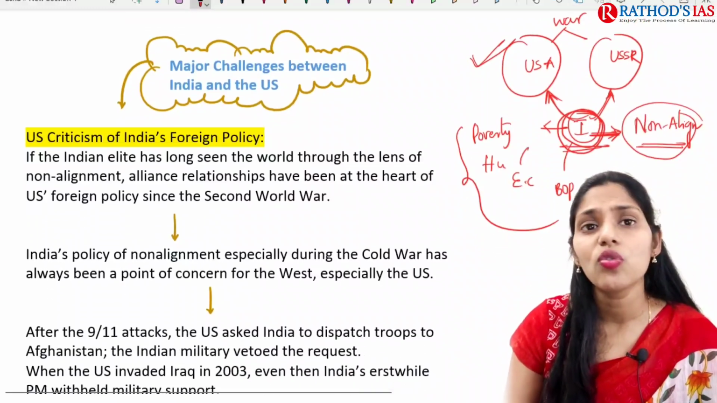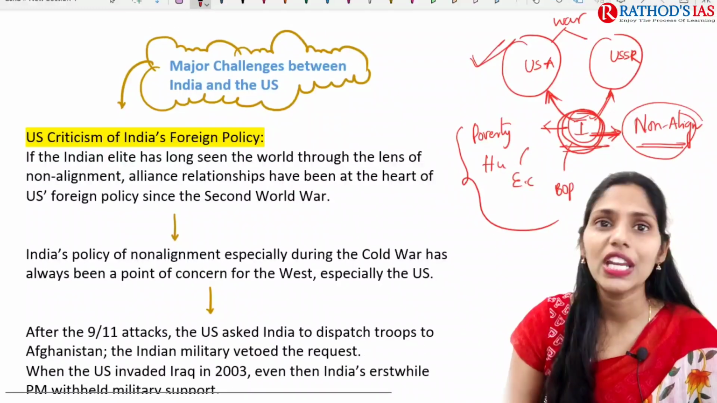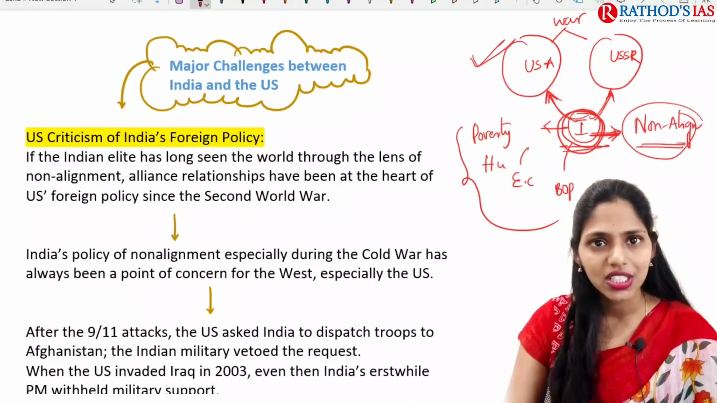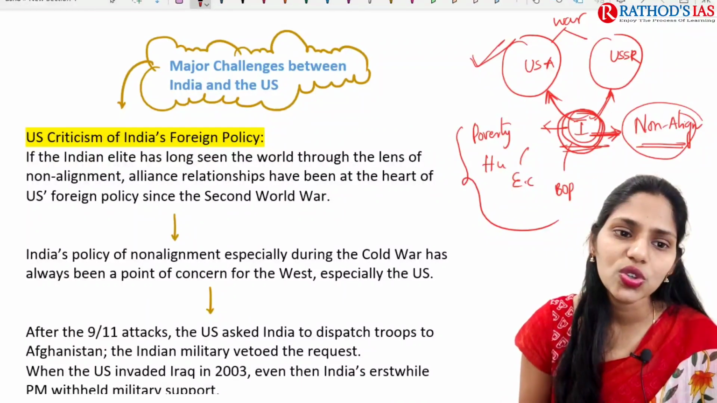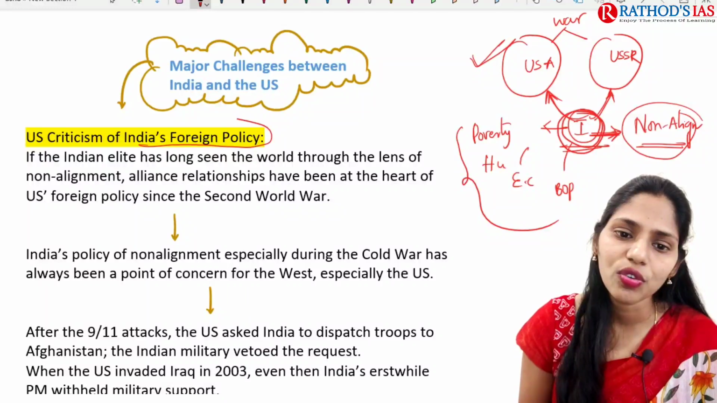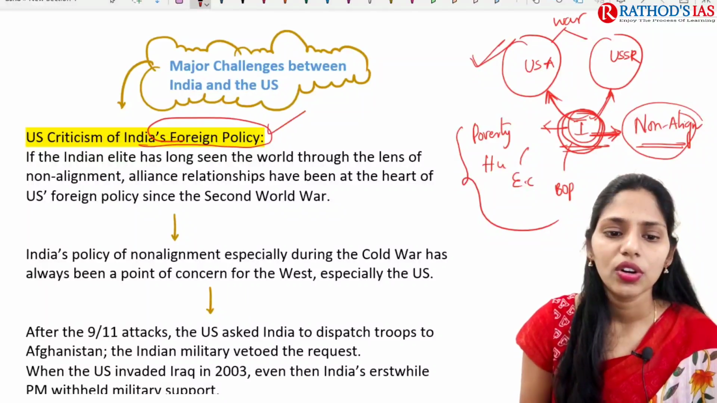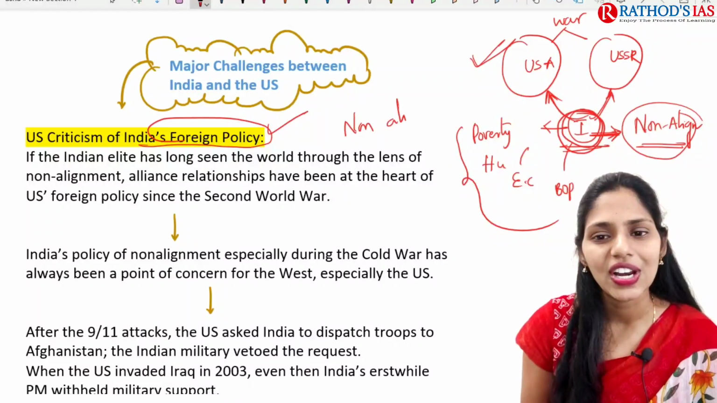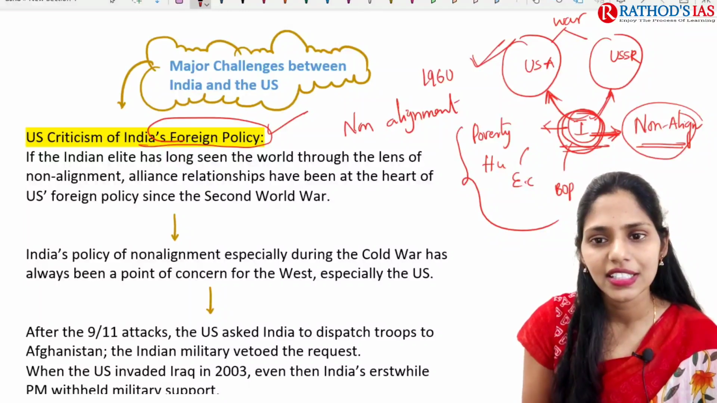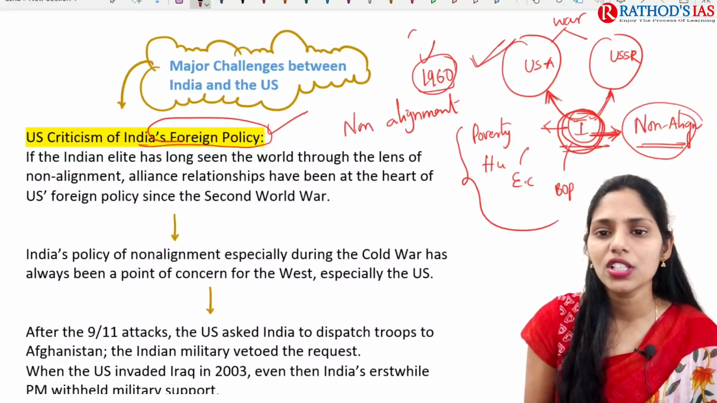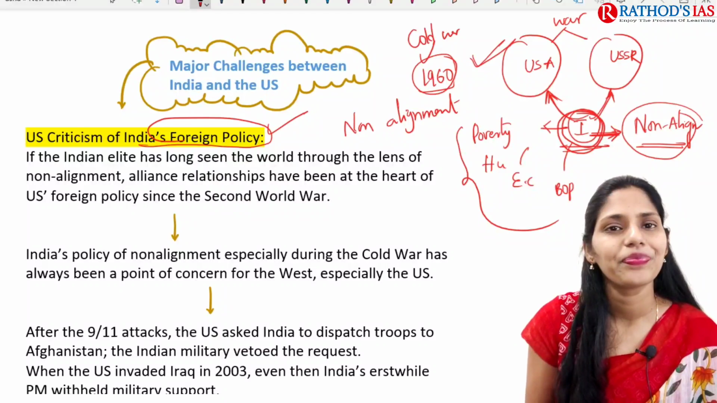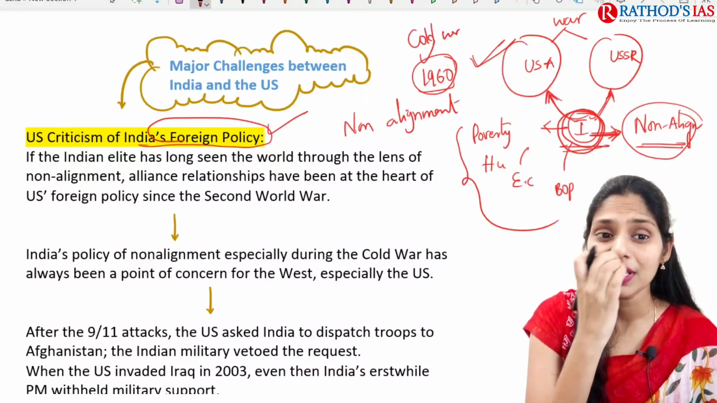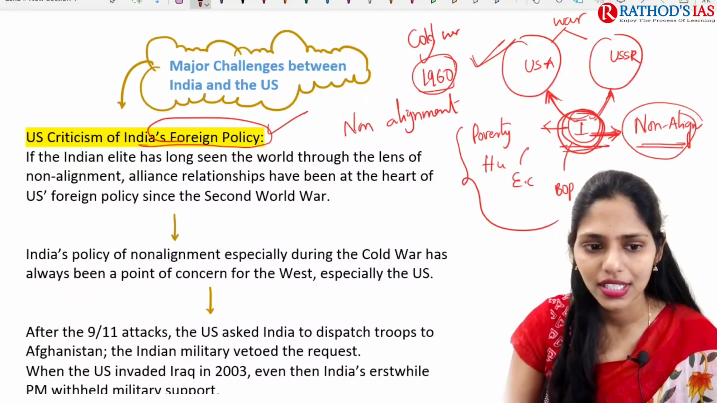So if we're talking about what the major challenges between India-US relations are, what are the challenges? The first one is that US always criticizes India's foreign policy, India's foreign policy of non-alignment. This non-alignment came in during the 1960s, especially during this Cold War era. So US always criticizes this foreign policy.